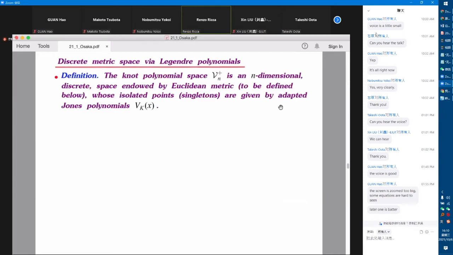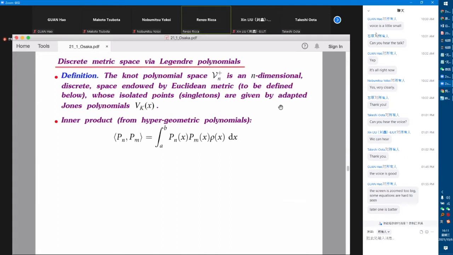So let me proceed with the definition. Okay, so the knot polynomial space V_n plus is an n-dimensional discrete space endowed with a Euclidean metric, for the moment to be defined below, whose isolated points, i.e. singletons, are given by the adapted Jones polynomial V_K(x). We need for this approach the definition of an inner product. And so one idea is to appeal to what we know from hypergeometric polynomials, and here is represented the standard inner product of generic Jacobi type polynomials, where rho is just a density.